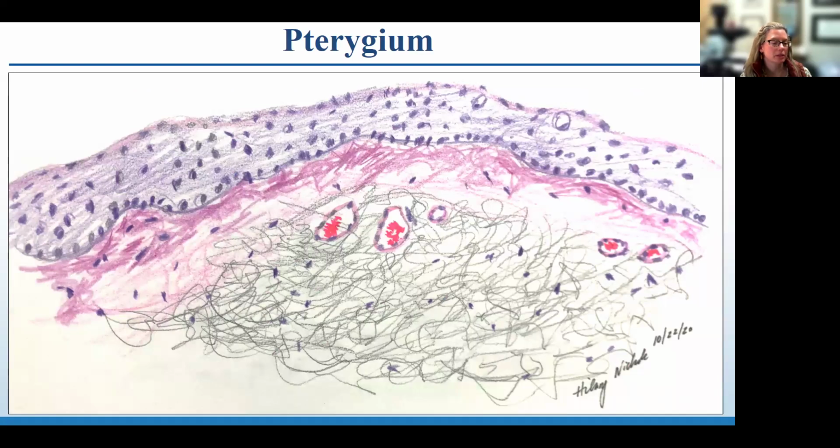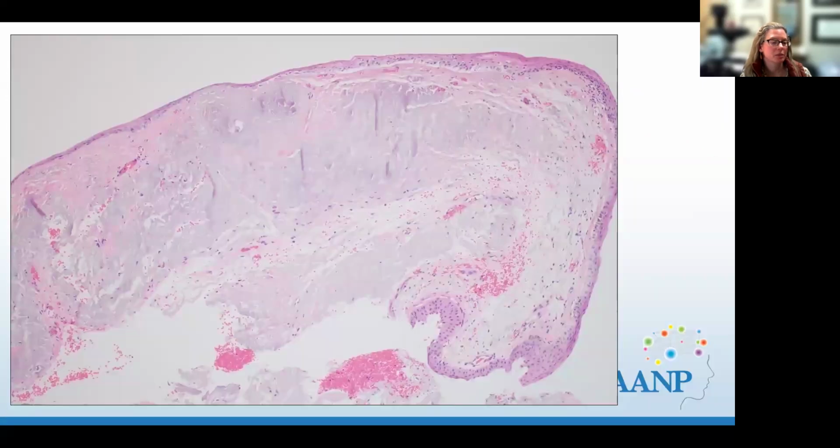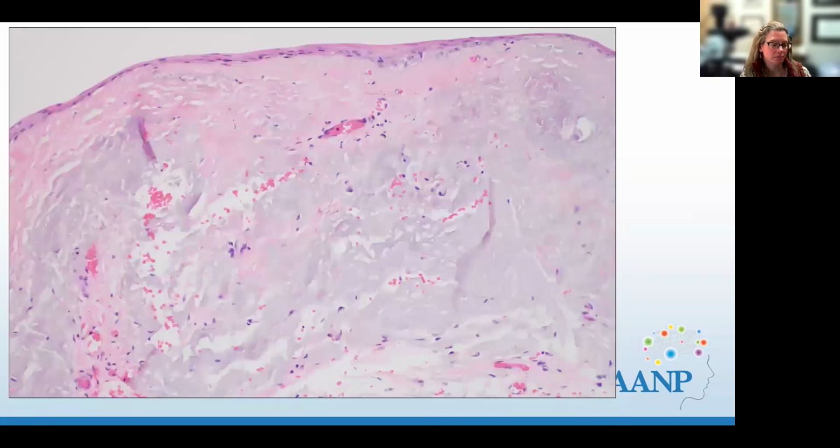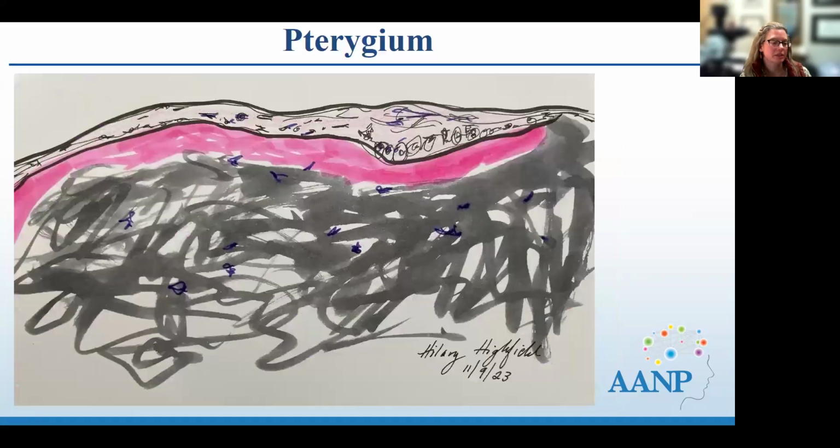So here's the solar elastosis, the epithelium. And here's a really dramatic example where you have all the solar elastosis within the substantia propria underneath the epithelium. And sometimes you can have substantia propria scar as well that you will see in association with the pterygium. More solar elastosis, more just very graphic art so you can see the layers you're supposed to look for.